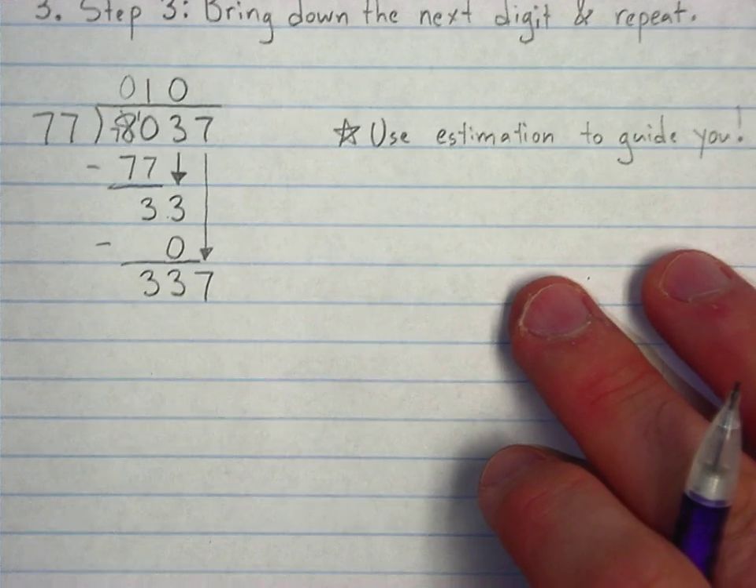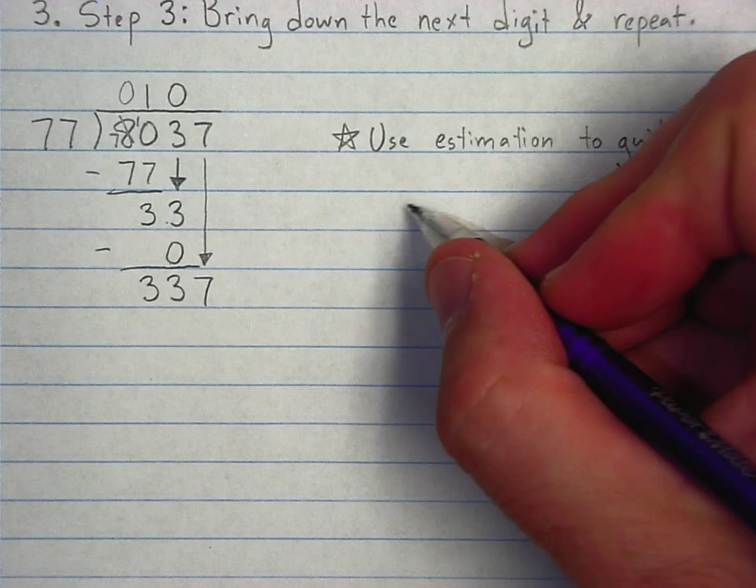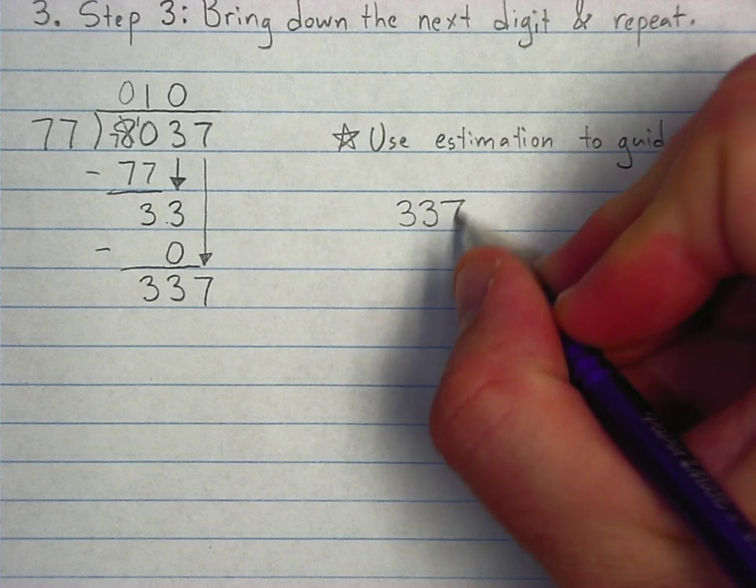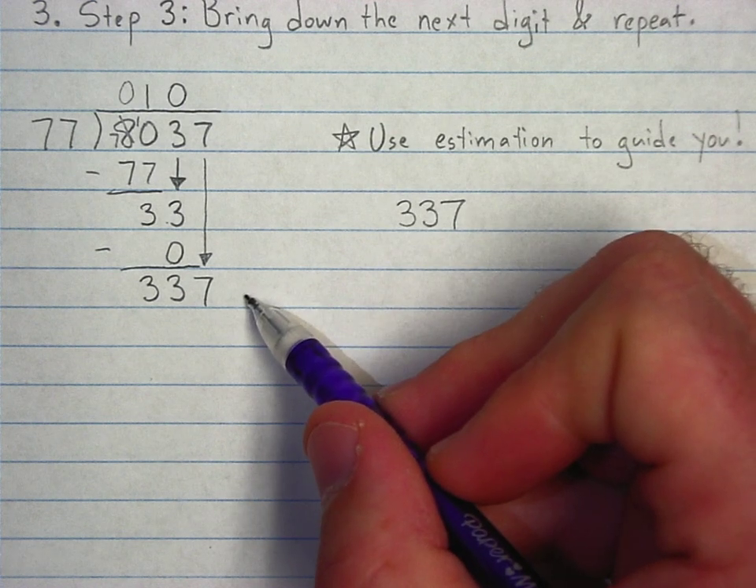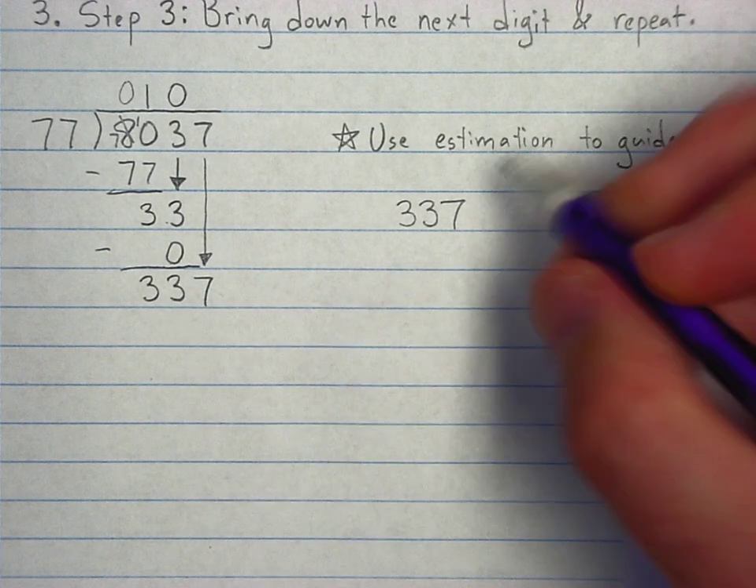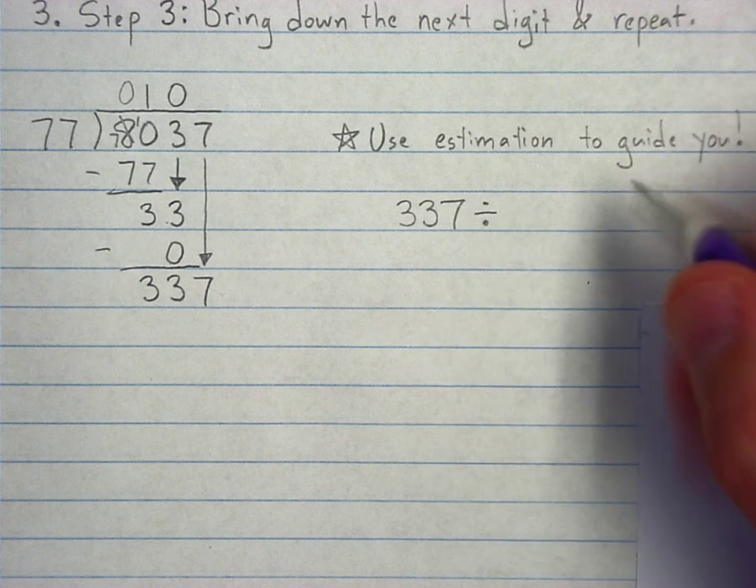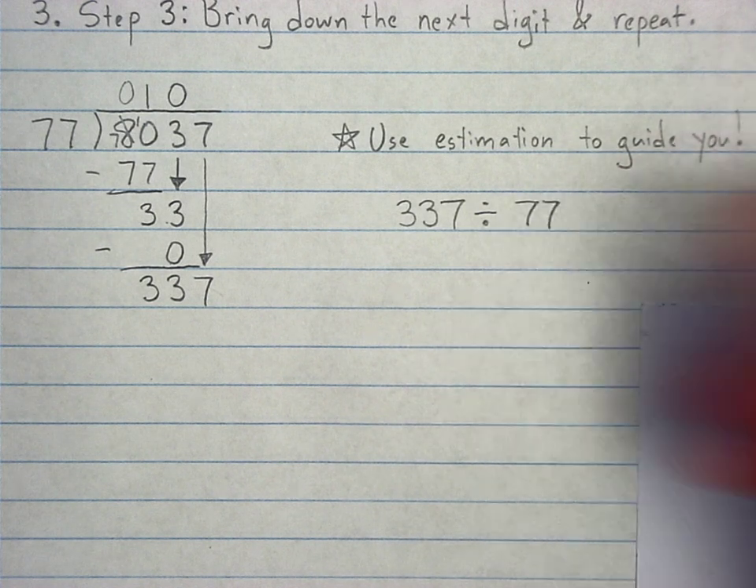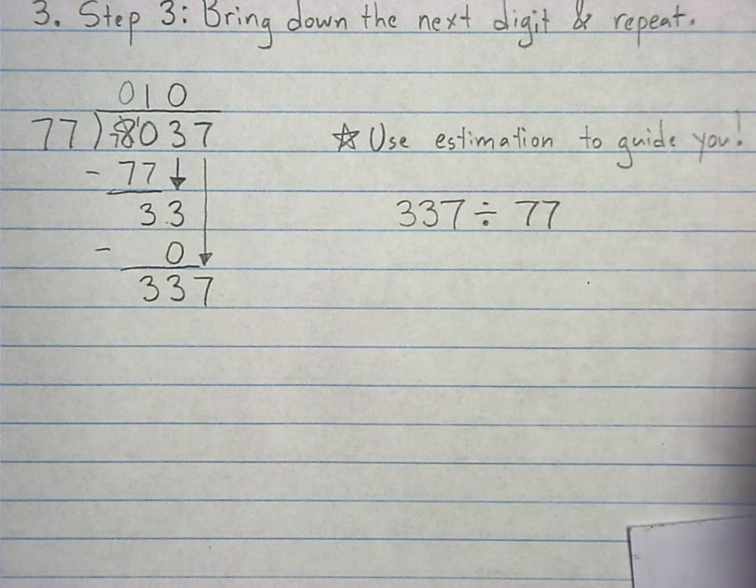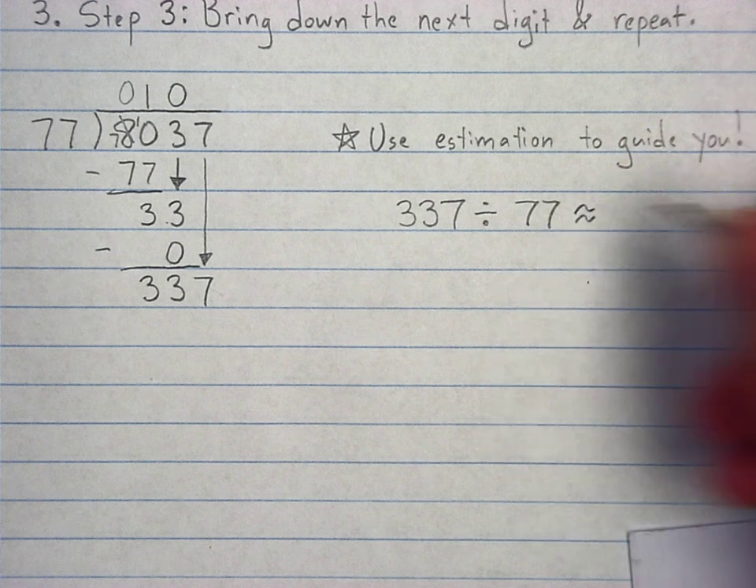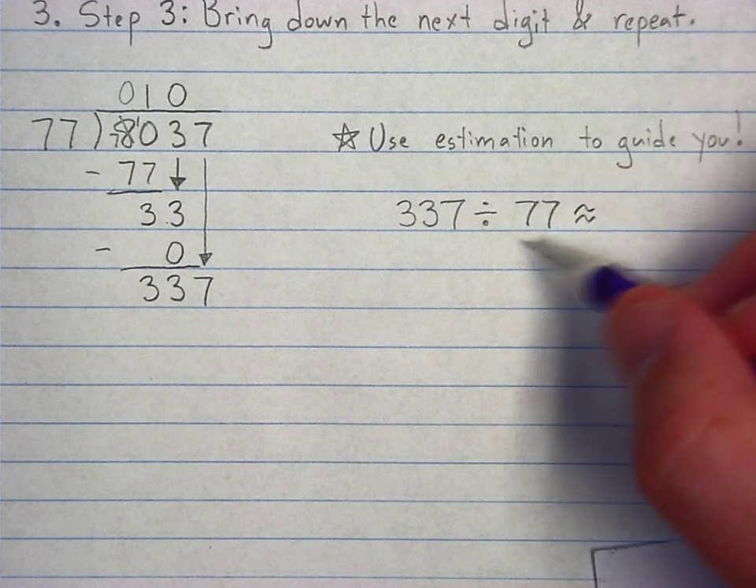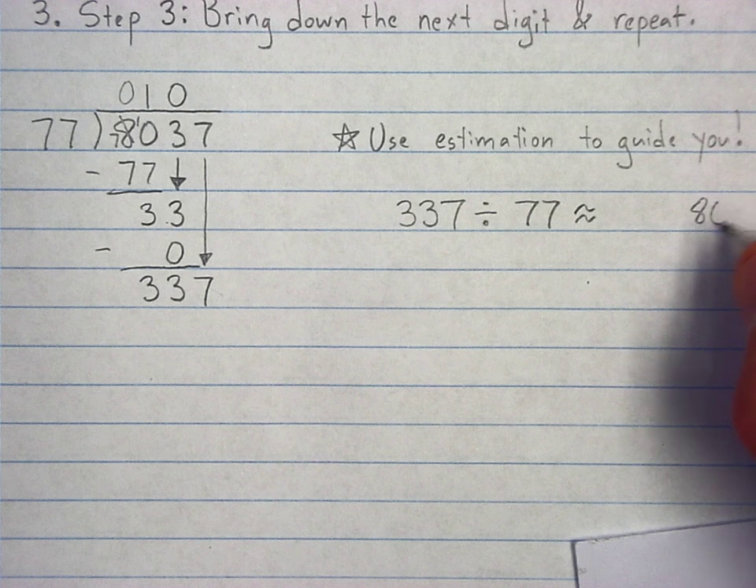It's off the page a little bit. Okay. Think about the 337 that we have down here. I am dividing 337 divided by 77. Now that's approximately equal to 77. We already talked about how that would be about the same as 80.